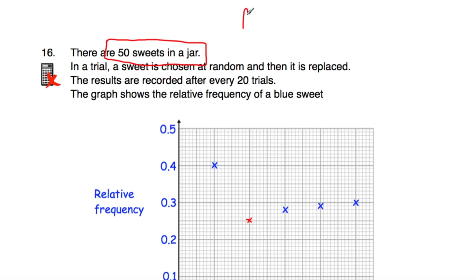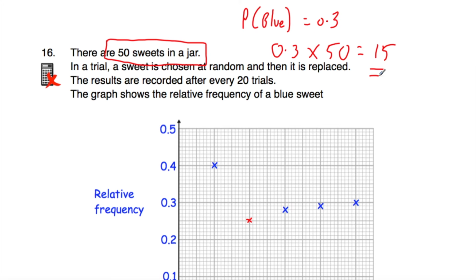So the probability of a blue is equal to 0.3. And there's 50 sweets in the jar. So that means that 0.3 or 30% of them will be blue. So if we take 0.3, the probability, and times that by the number of sweets in the jar, that'll tell us how many blue sweets should be in the jar. So 0.3 times 50, well 3 times 50 is 150, so 0.3 times 50 would be 15.